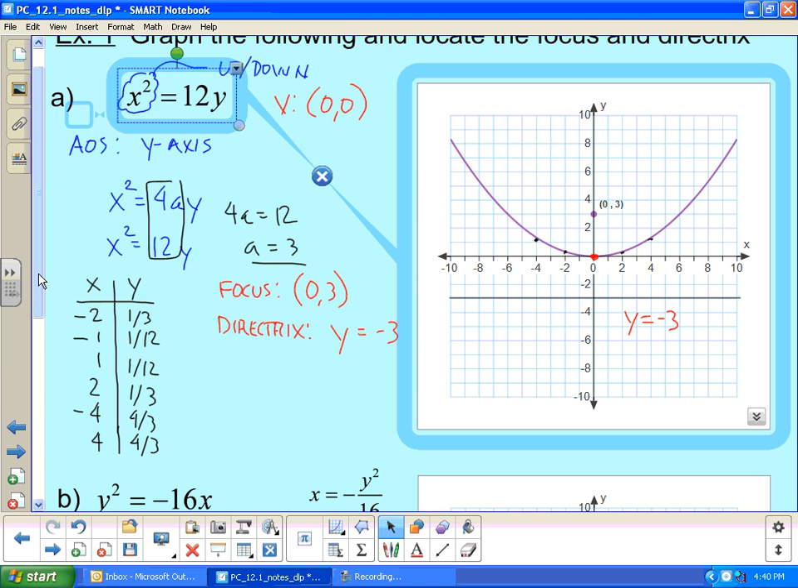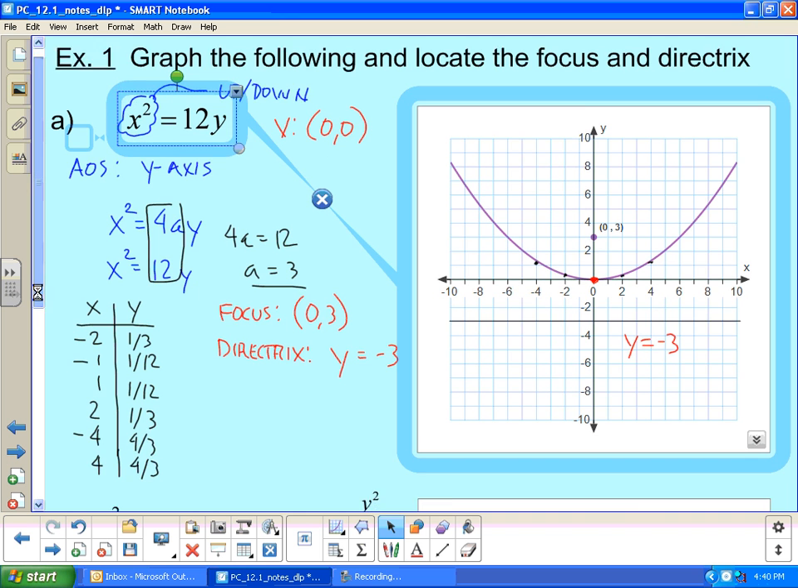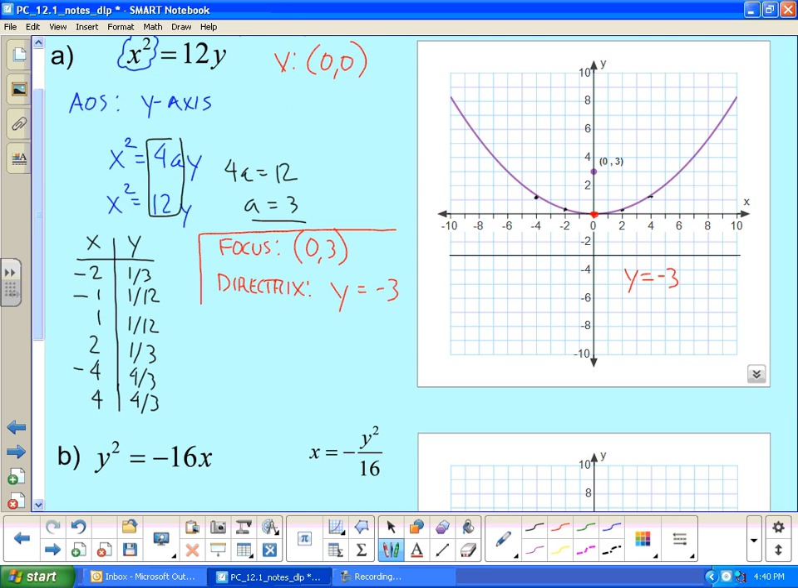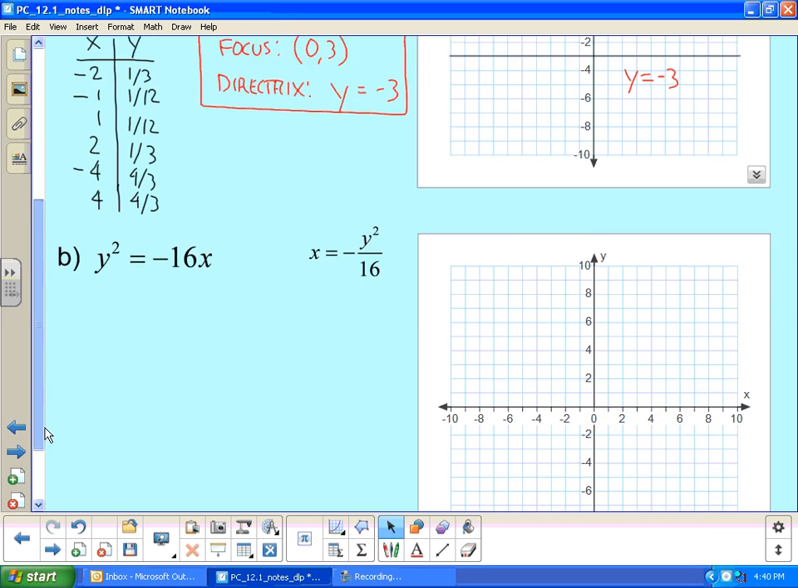There it is. All right, so we located our focus. And again, if I ask you to graph these things, I want you to give these as part of your graph. So there's your focus, and there's your directrix.